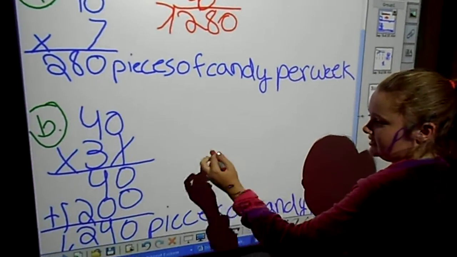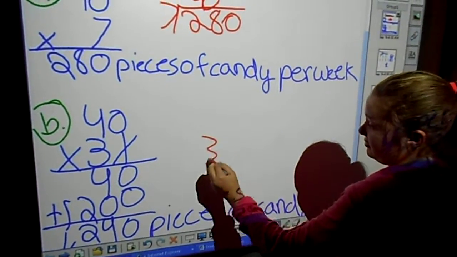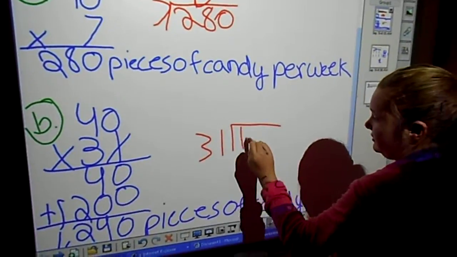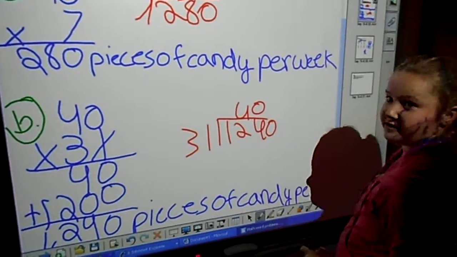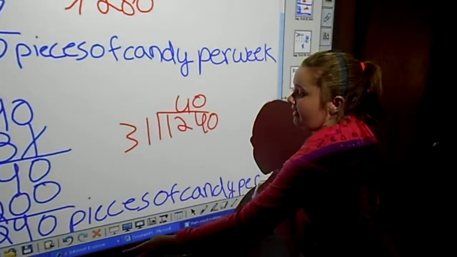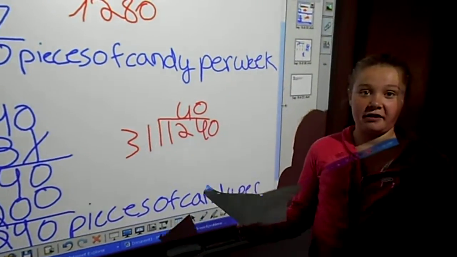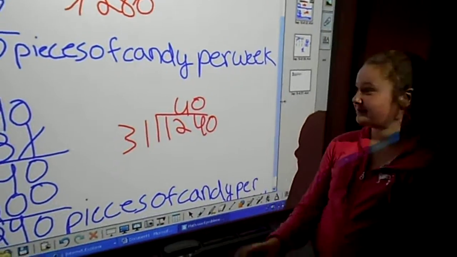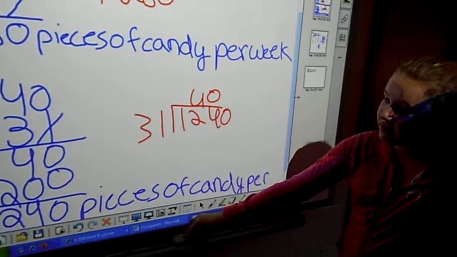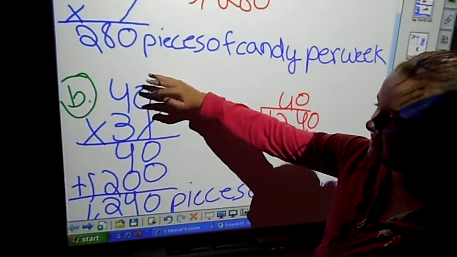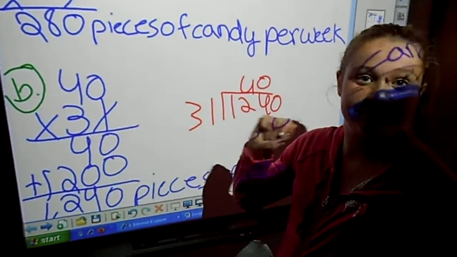Yes, and you would do the exact same for this, but you would actually do 31 goes into it, and it's 40. And that's how you would figure out a word problem. If you didn't get 40 there, what would you do if it didn't come out to be the same? Then you would have to do the problem all over again.